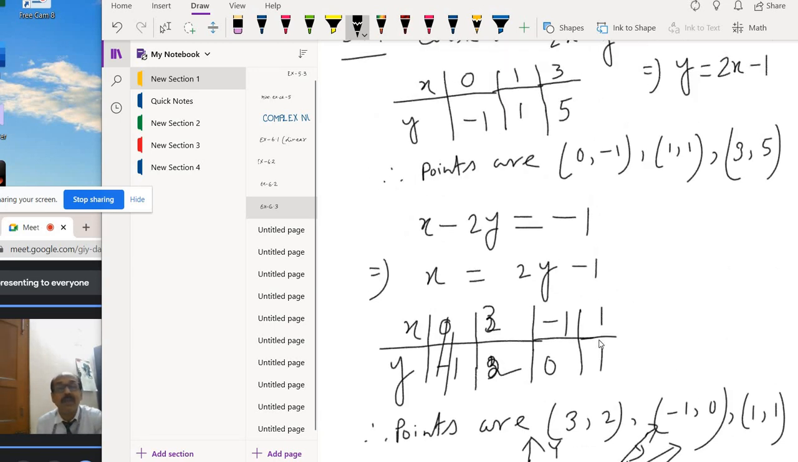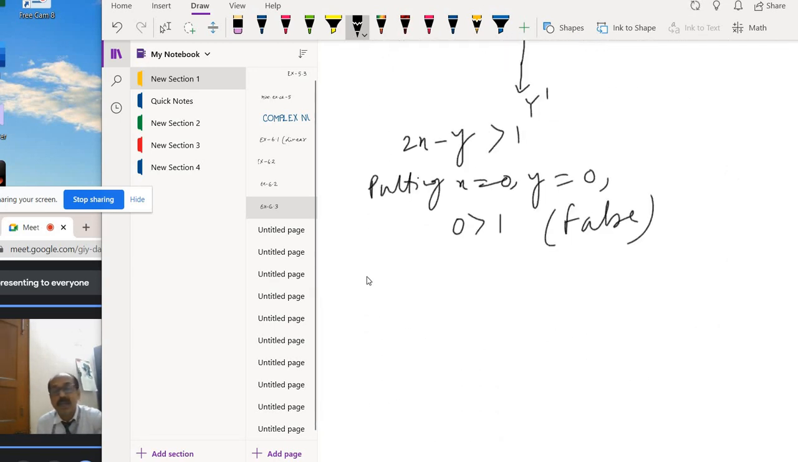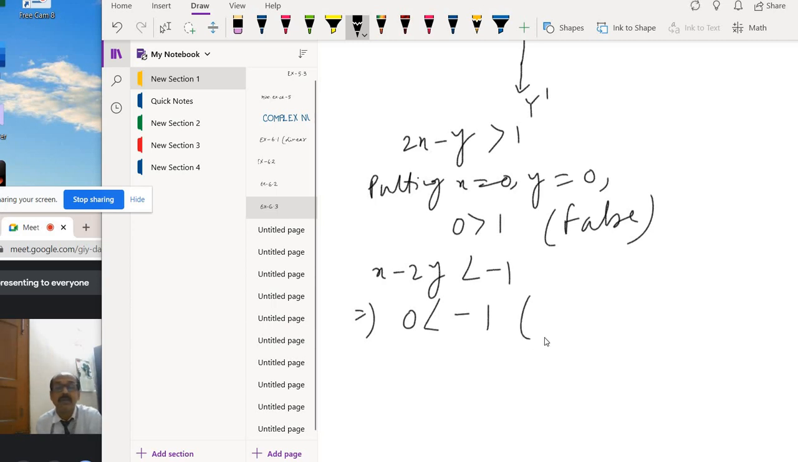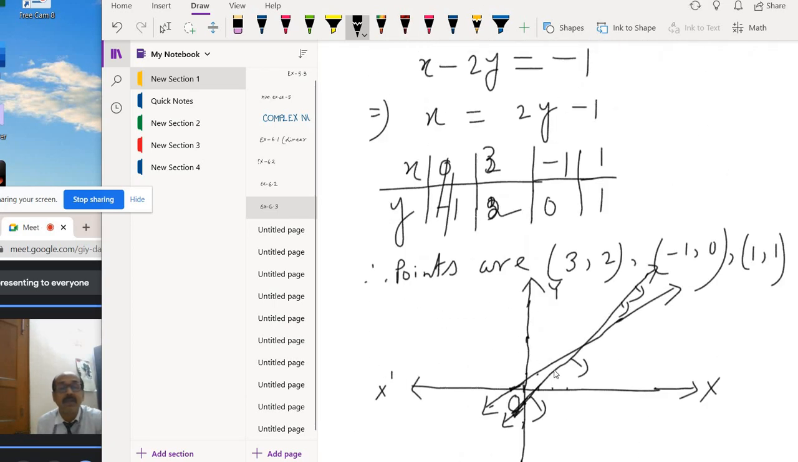Now another equation: x minus 2y less than minus 1. Okay. So putting 0, 0, we get 0 less than minus 1, which is false. So it is away from the origin. This line is also false. So this side, this is the line.